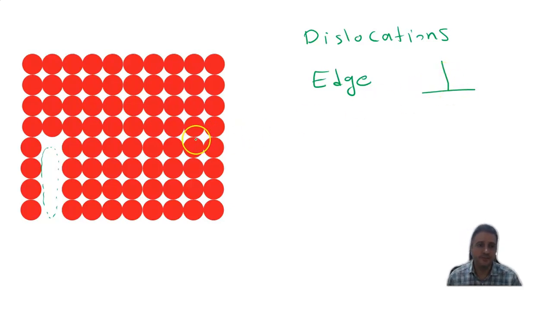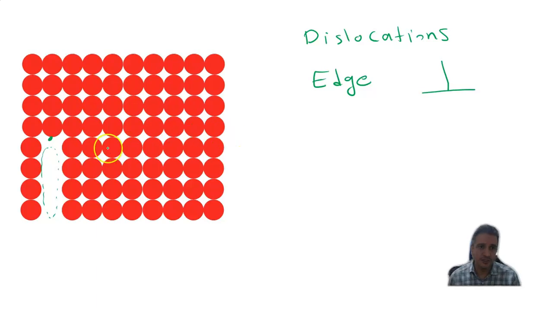which we usually show by this sign. For every edge dislocation we have a dislocation line. The dislocation line is defined along this direction, which is perpendicular to the screen. And also we have a Burgers vector, which is a characteristic of every dislocation. And in the last slides, I will show you how we obtain this Burgers vector.